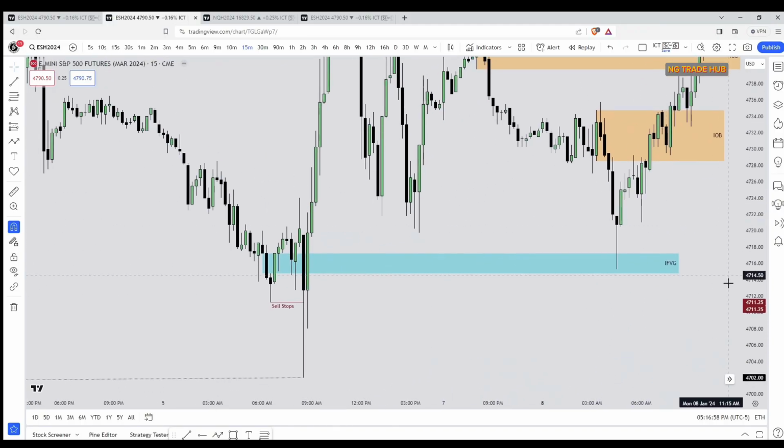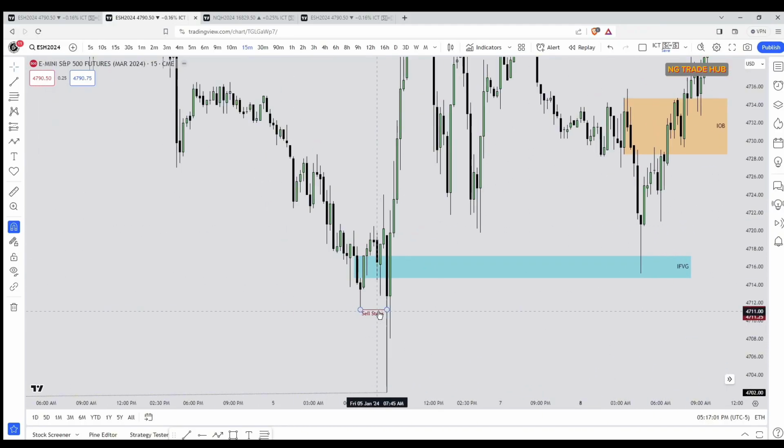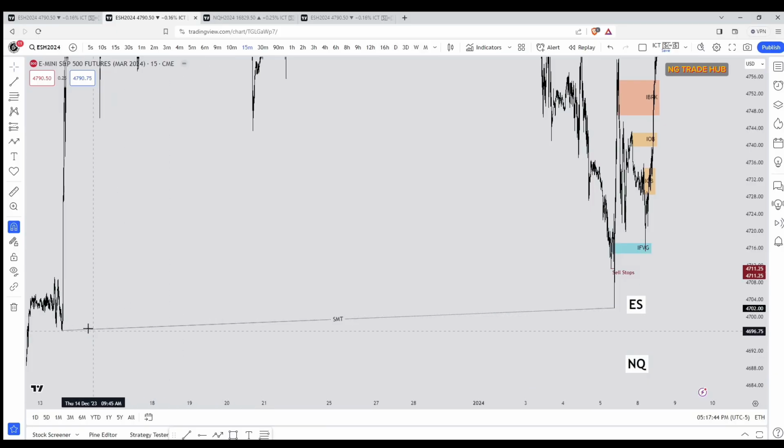So this is an inversion fair value gap. As you can see, price took out sell side liquidity. Also, if you do zoom out, you'll see between this previous low and this low, we do have SMT with the NASDAQ. So ES is up here, NASDAQ is down here.